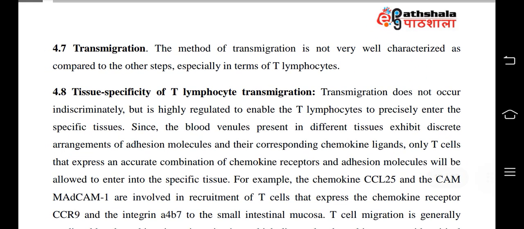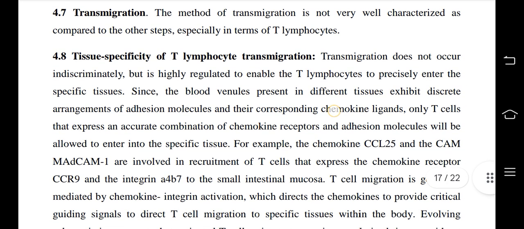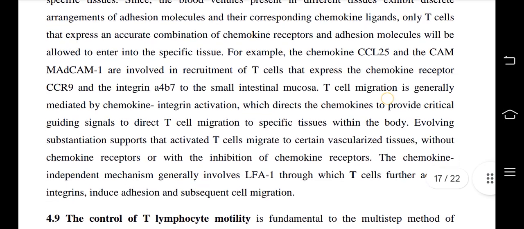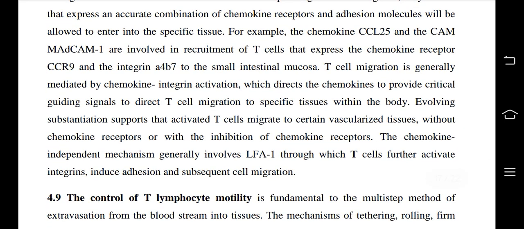Transmigration. The method of transmigration is not very well characterized as compared to other steps, especially in terms of T lymphocytes. Tissue specificity of T lymphocyte transmigration. Transmigration does not occur indiscriminately but is highly regulated to enable the T lymphocyte to precisely enter the specific tissue. Since the blood venules present in different tissues exhibit a discrete arrangement of adhesion molecules and their corresponding chemokine ligands, only T cells that express an accurate combination of chemokine receptors and adhesion molecules will be allowed to enter the specific tissue.